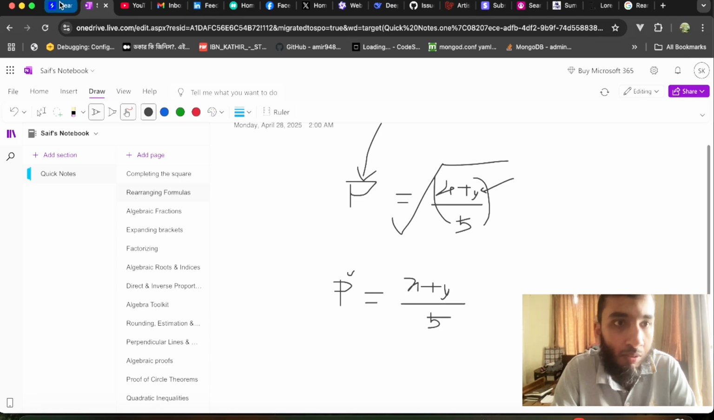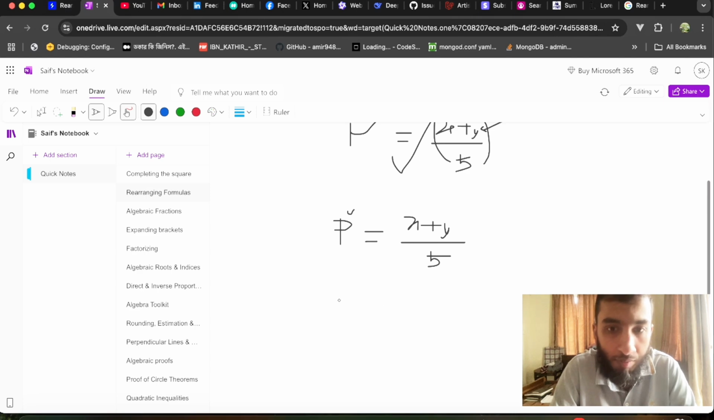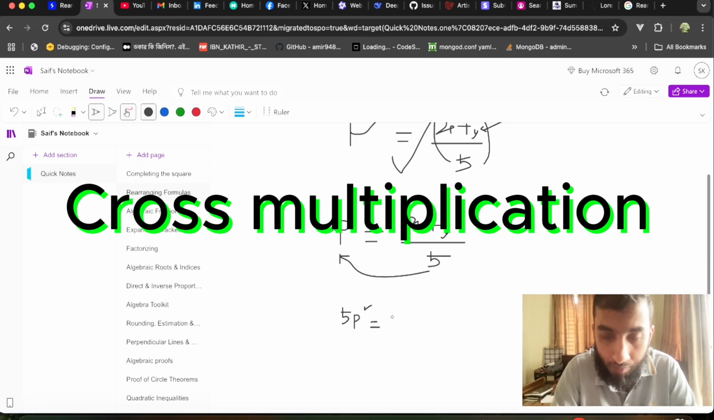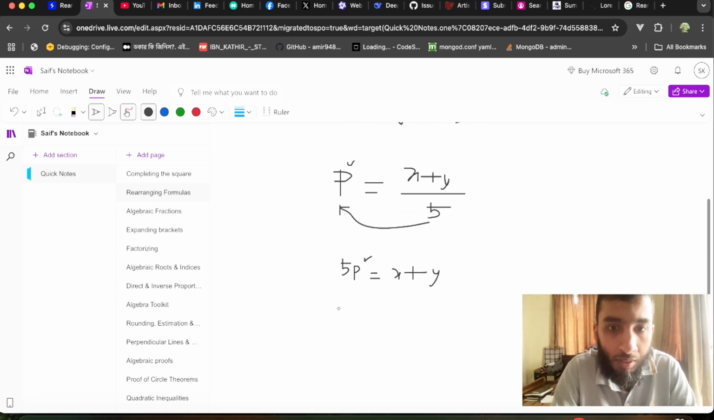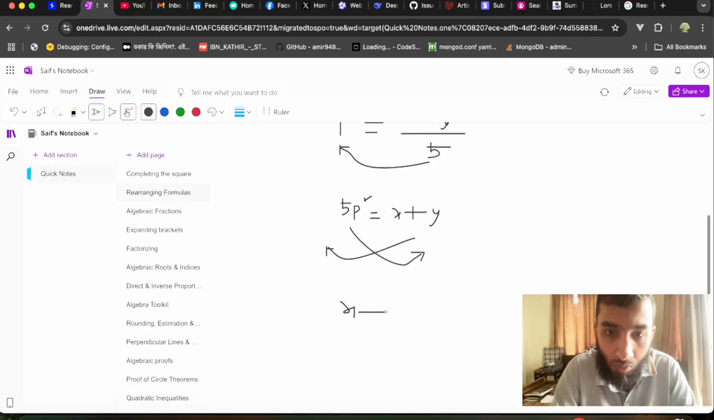So this was the equation: p square is equal to x plus y divided by 5. So we can also write, if I multiply 5 with p square here, I get 5p square equals x plus y. I can also write x plus y on the left hand side and 5p square on the right hand side, just interchange. So x plus y equals 5p square.